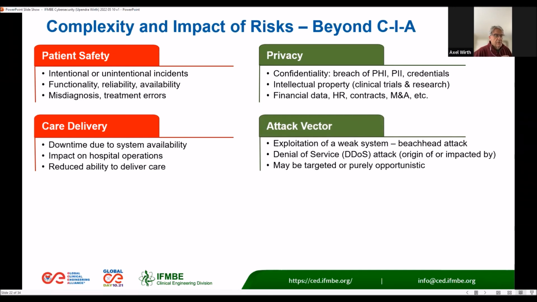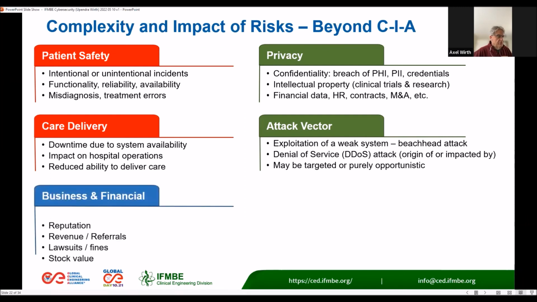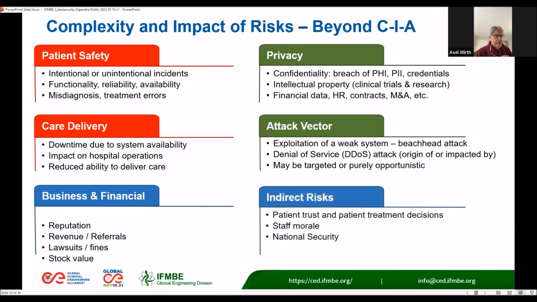That's the example we just looked at, the beachhead attack. But we also need to look at business and financial risk, your reputation as a device manufacturer, your reputation as a hospital, and any compromise, any attack could result in reputational harm, revenue loss, lawsuits, fines. If you're publicly traded, could impact your stock value. And then lastly, we have a number of indirect risks we need to deal with, including things like patient trust, patient treatment decisions, staff morale, and even national security. So the spectrum of risks we need to look at in the medical device space is quite broad and quite complex.